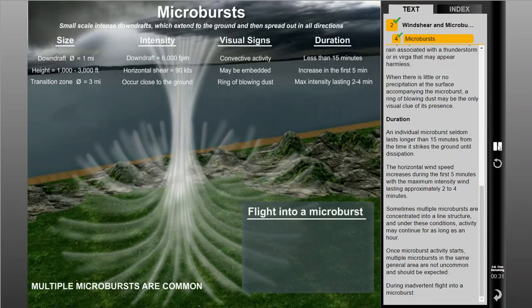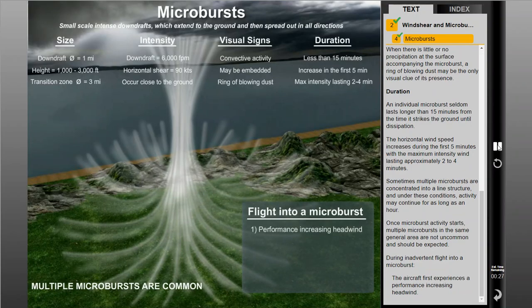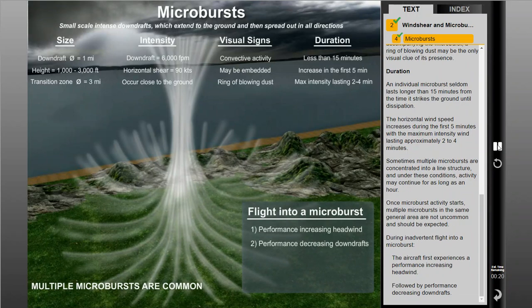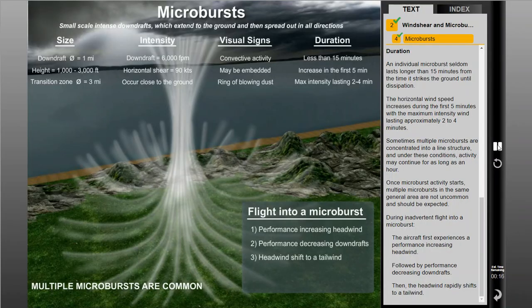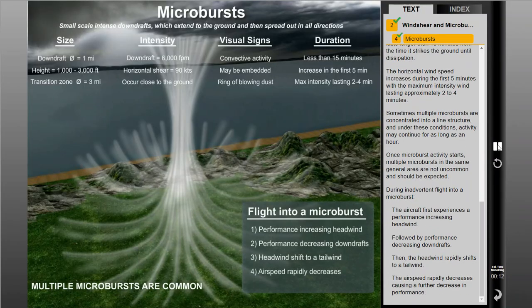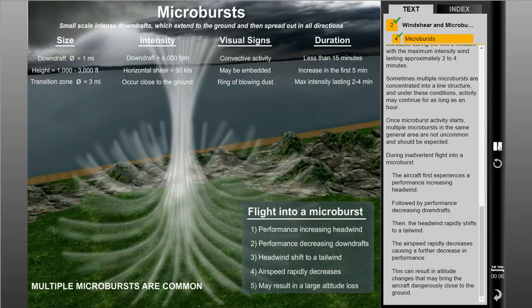During inadvertent flight into a microburst, the aircraft first experiences a performance-increasing headwind, followed by performance-decreasing downdrafts. Then, the wind rapidly shears to a tailwind. The airspeed rapidly decreases, causing a further decrease in performance. This can result in altitude changes that may bring the aircraft dangerously close to the ground.